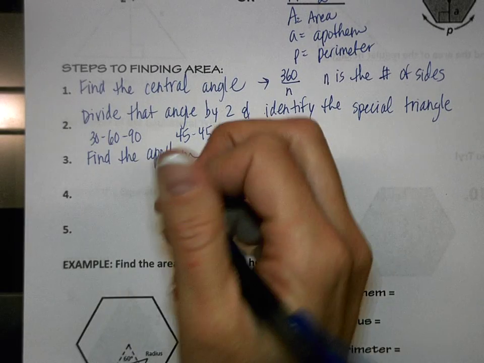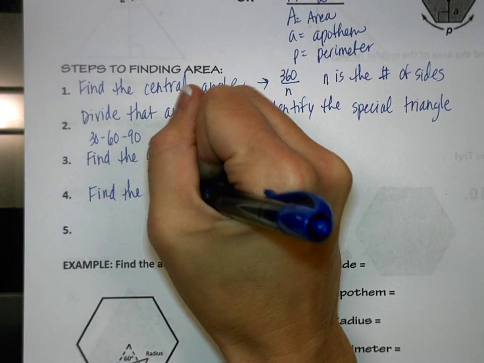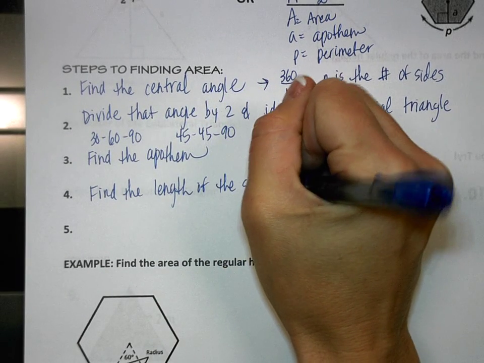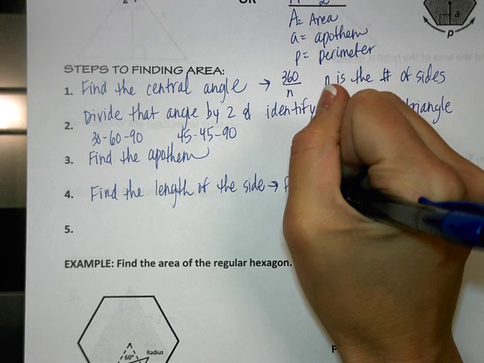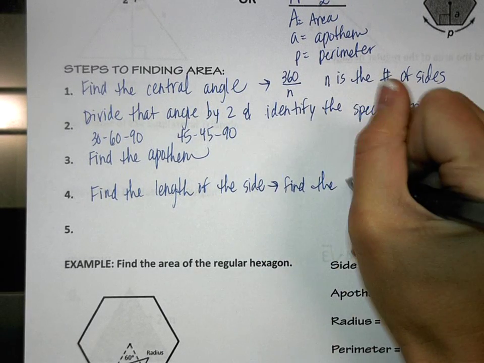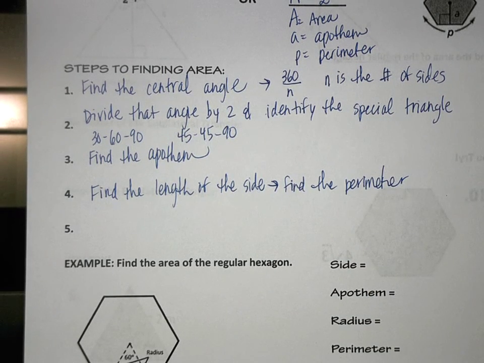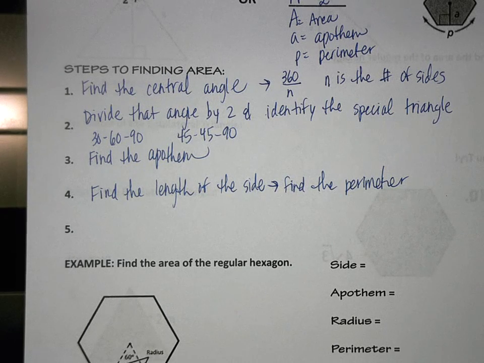Okay, once you have the apothem, you are able to find the length of the side, which you will then use to find the perimeter. And I'm waiting because you guys are writing a bunch and I went too fast, so I'm sorry.